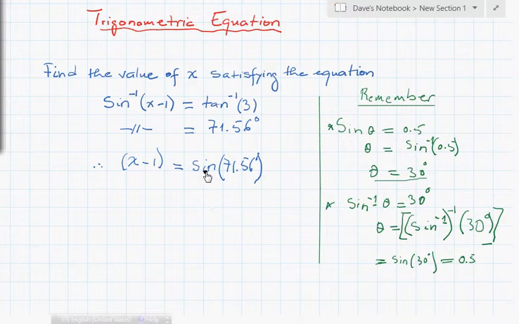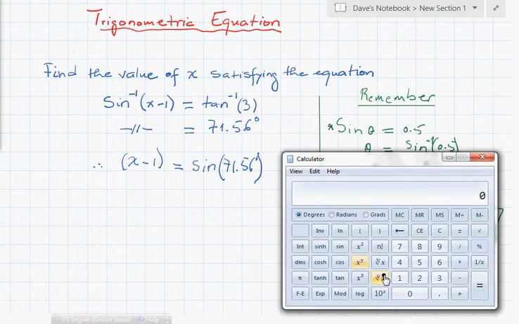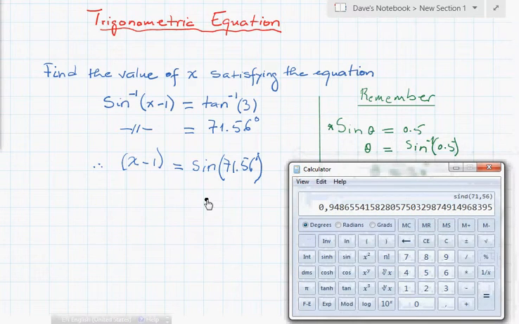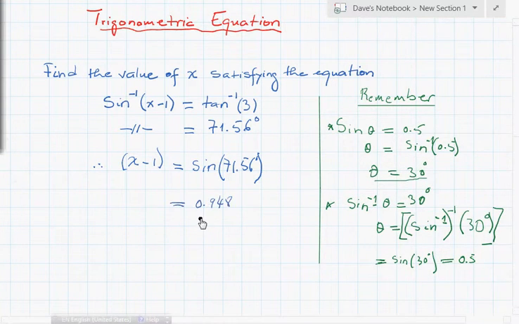Now we're going to compute the value of sine of this angle. Before we continue, I'm bringing on the calculator again and putting in 71.56 and taking the sine. It gives us 0.948, and we put this value here. Now we're going to pass the minus 1 to the other side, since we're looking for x, and then we'll have the value of x.